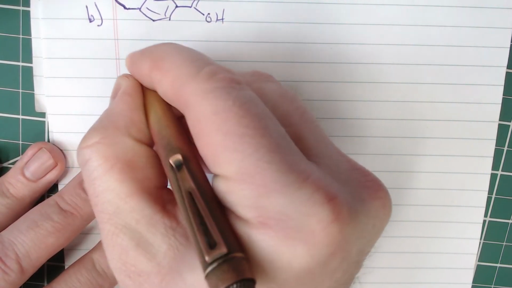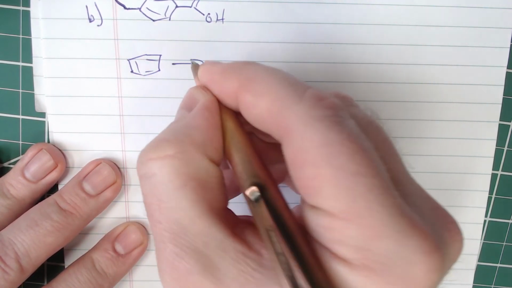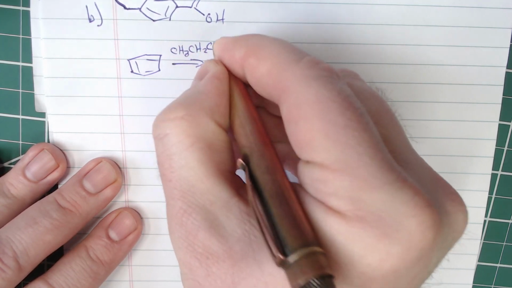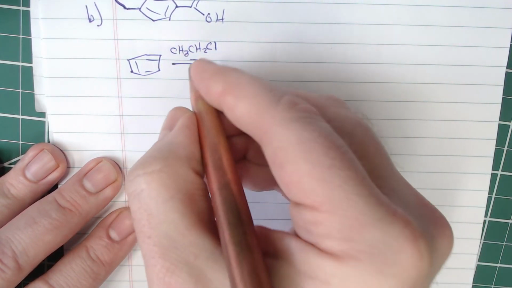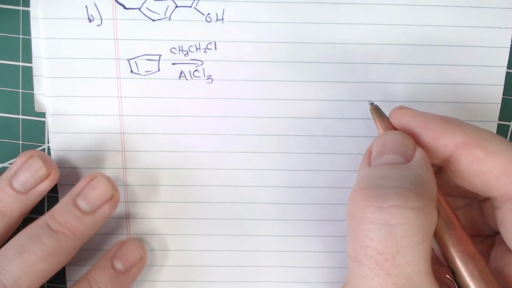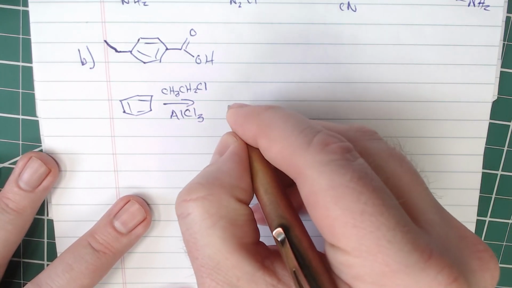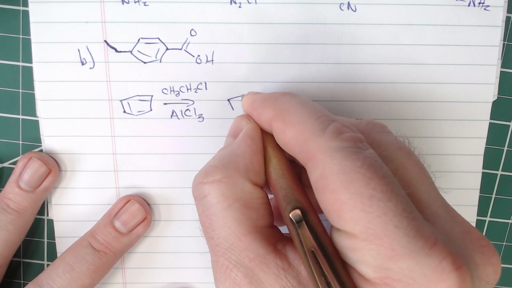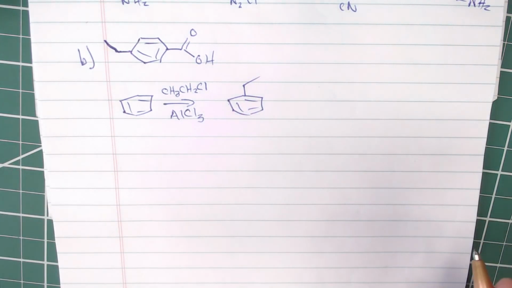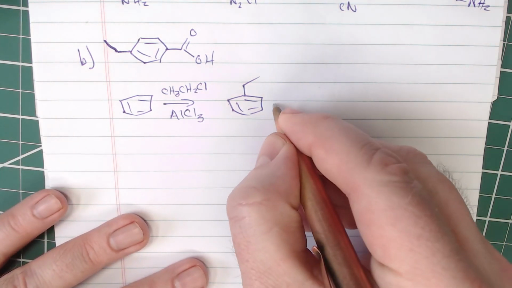So again, we'll start with benzene as per the problem. This time we're going to use CH3CH2Cl as our alkylating agent, and then aluminum chloride. And so that's going to give us the ethylbenzene. All right. With the ethylbenzene, we can then do nitration.